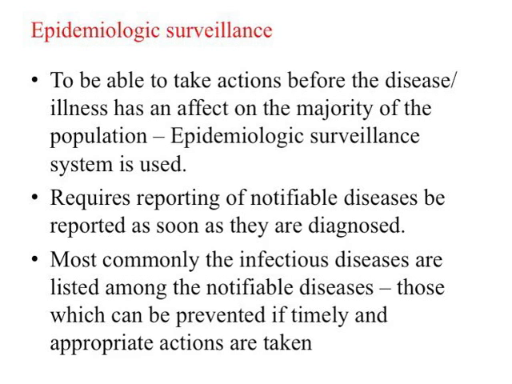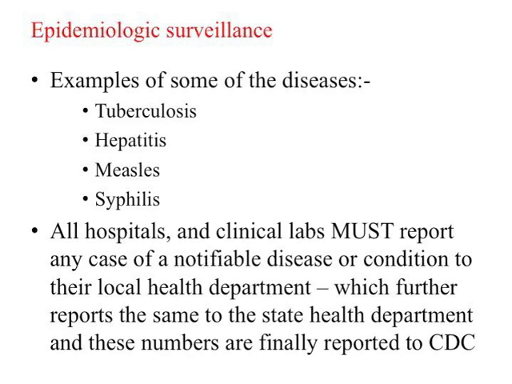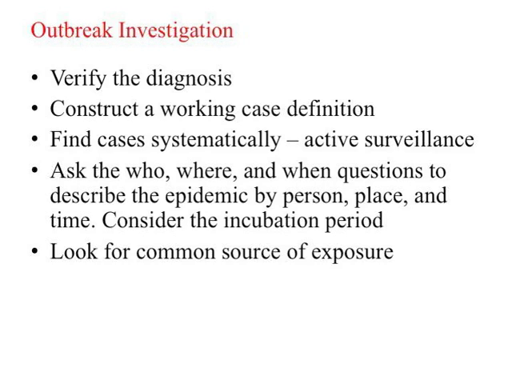Most commonly, the infectious diseases are listed among the notifiable diseases, those which can be prevented if timely and appropriate actions are taken. Some of the examples, as I mentioned a few minutes earlier, are tuberculosis, hepatitis, measles, and syphilis. In the United States, all hospitals and clinical labs must report any case of a notifiable disease or condition to their local health department. Now, the local health department further reports the same to the state health department, and these numbers are finally reported to the CDC.